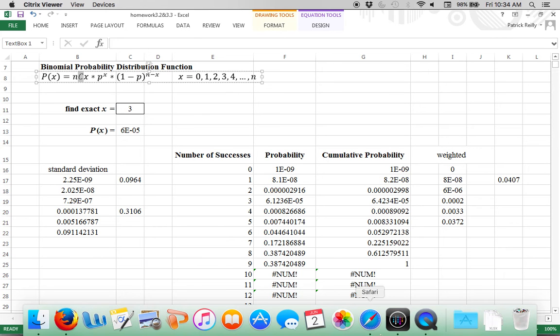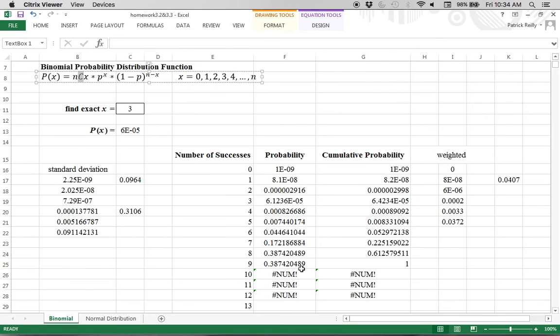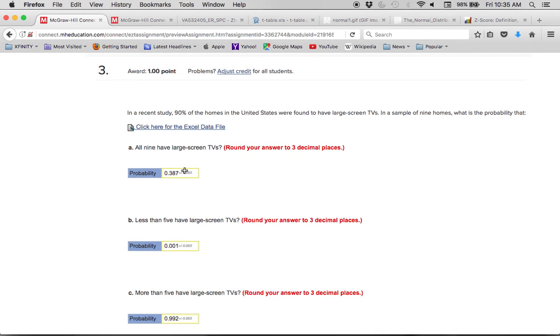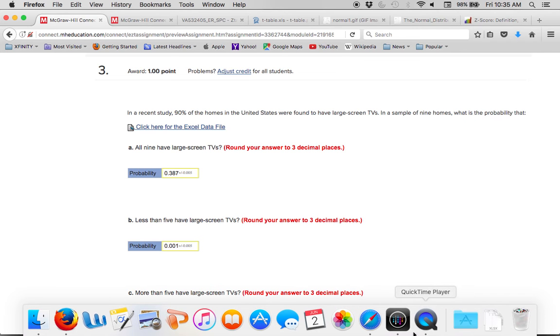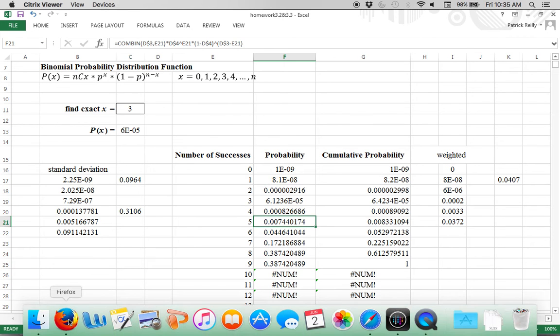Okay. So the question: all 9 have large screen TVs. We see the probability is 0.387. 0.387, good. How about less than 5 have large screen TVs? Less than 5. So 5 is 0.07. So that should be the answer, right?